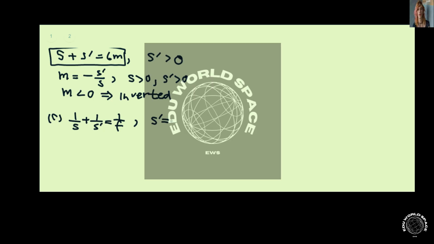So let's actually write that out. S prime is equal to 6 meters minus S. And that's 6 meters minus 0.074 meters, which gives me an S primed of 5.93 meters.